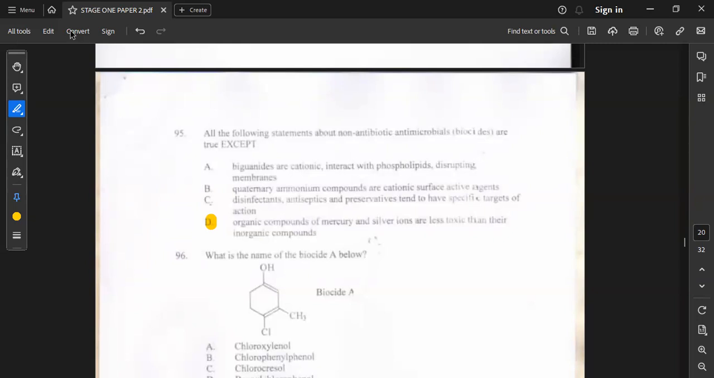Non-ionic surface active agents. From the name, you can just tell that this one has no charge. And the types here, we usually have polyoxyethylene. Yeah, those are the common ones.